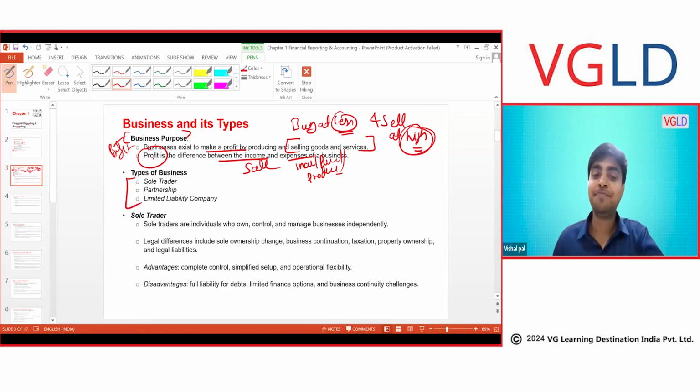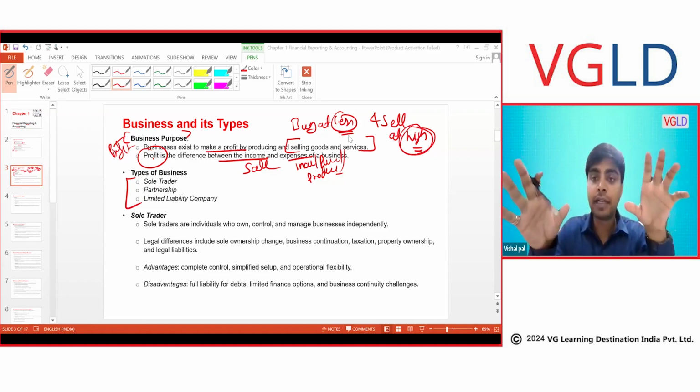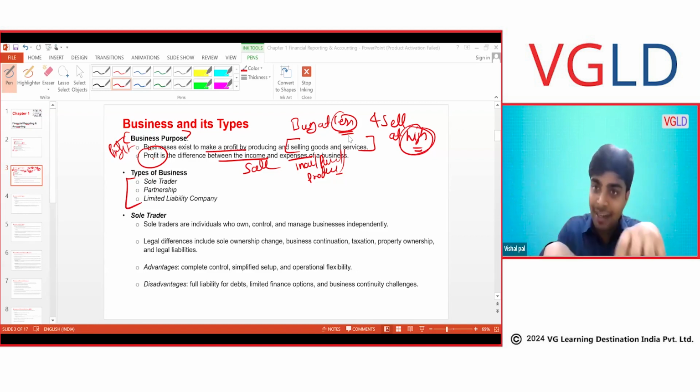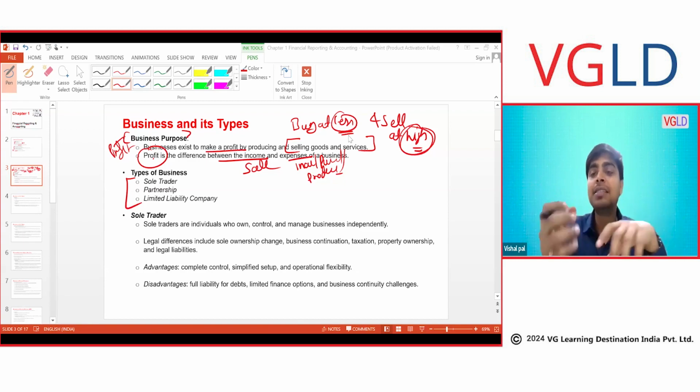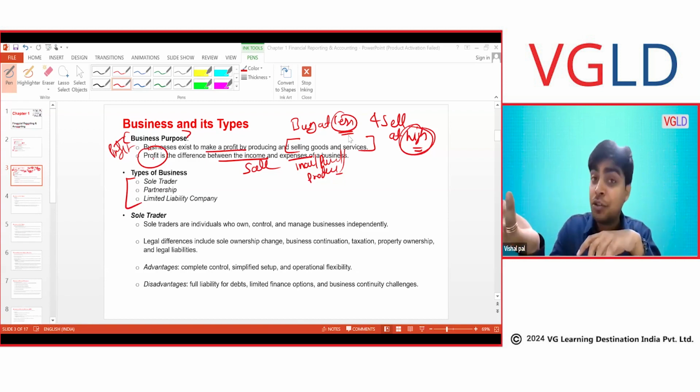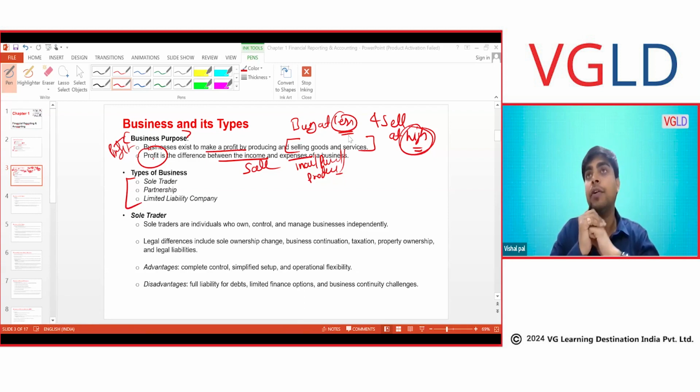Types of business: sole trader, partnership, limited liability. Give me quick definitions. What are sole trader, partnership? What we are first of all understanding, in case you are confused, is that we are learning financial accounting, but first we are understanding what our business is. Once we understand businesses, then we will see how business uses financial accounting. What are sole proprietor, sole trader, partnership, and limited liability company? What do you understand of them?